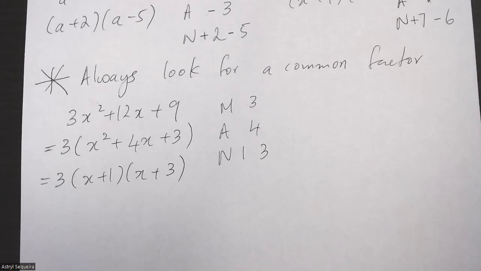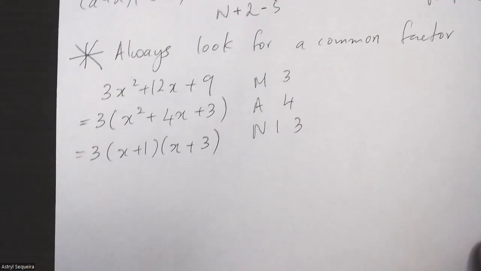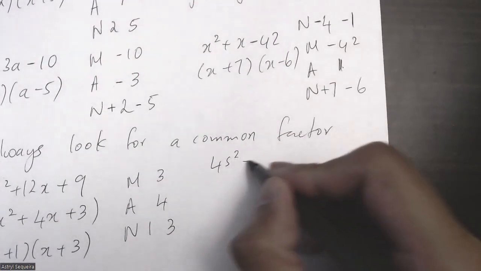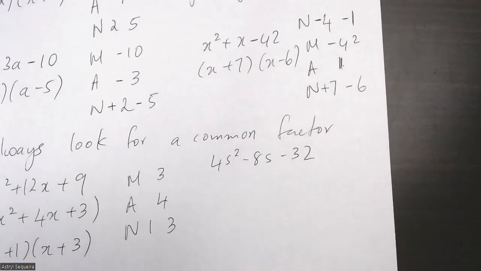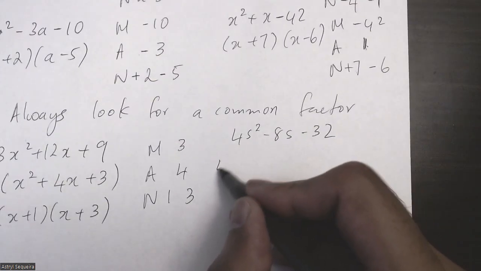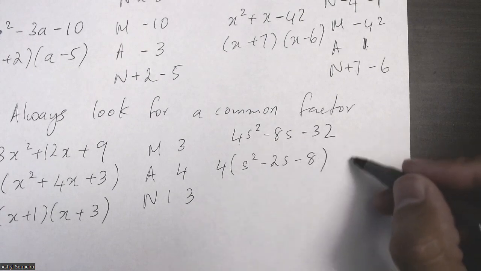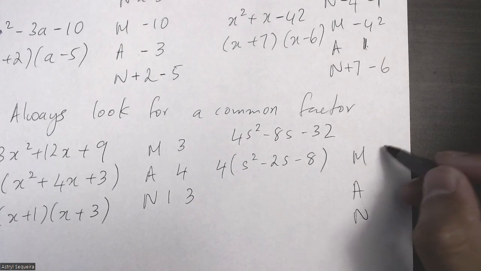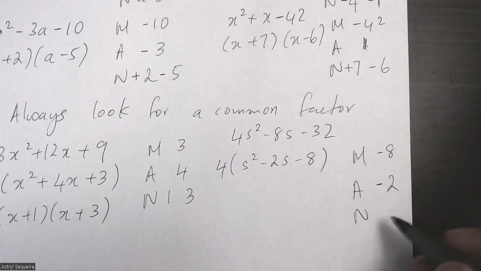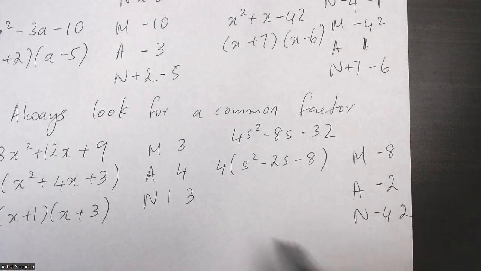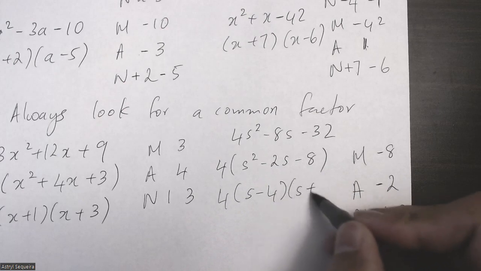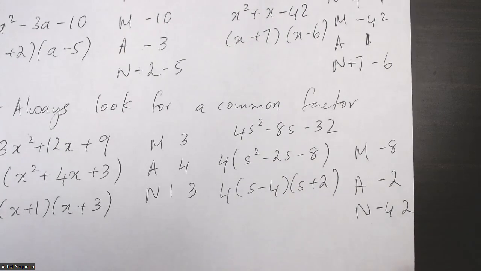So just make sure that you always check for a common factor. It's going to show up again in this video at some point. I'll do one more practice question of this as well. I'll do 4s squared minus 8s minus 32. So over here, we have a common factor of 4, leaving s squared minus 2s minus 8. And I'm going to get into my man method. So -8, -2. Two numbers are -4 and +2. So 4 times s minus 4 times s plus 2 is my final solution.